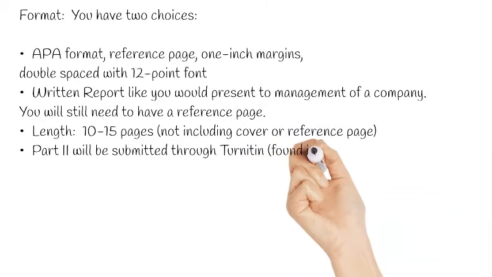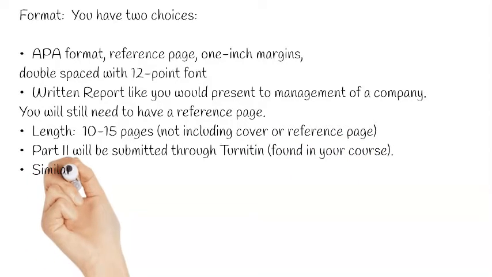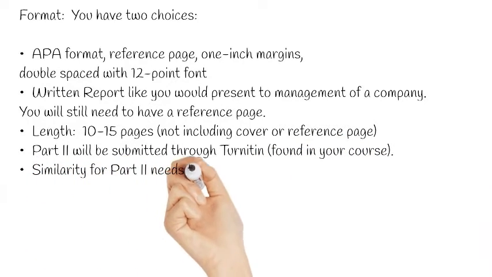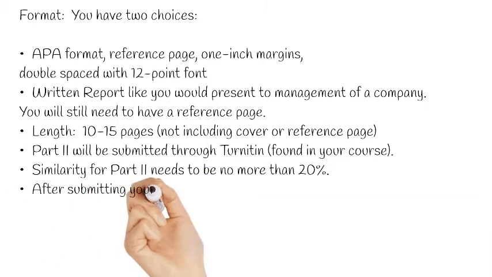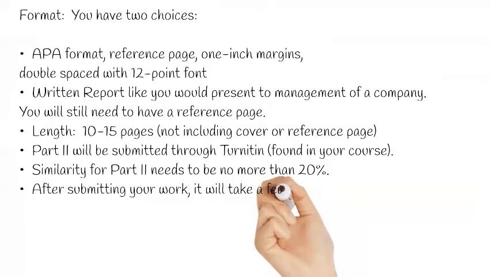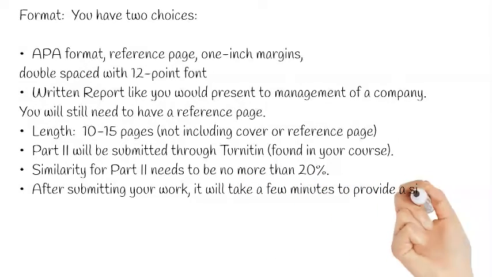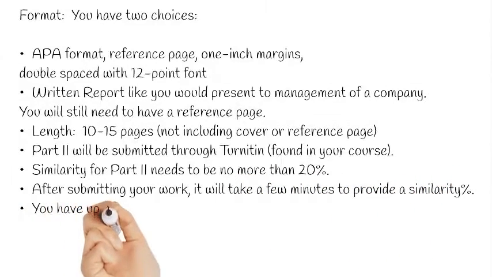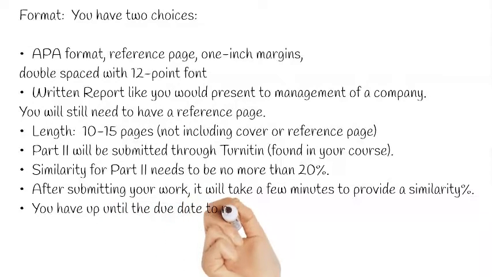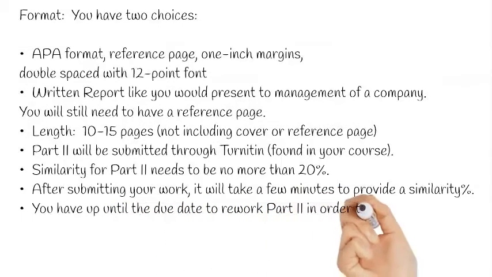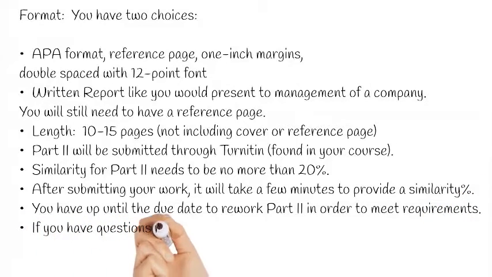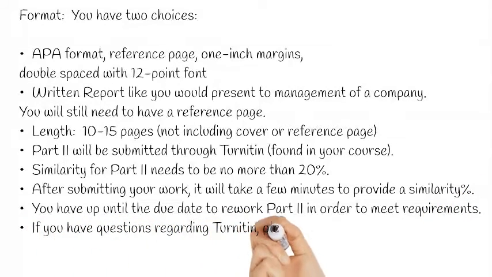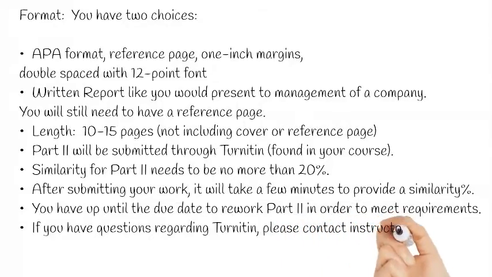Part 2 will be submitted through Turnitin, found in your course. Similarity for Part 2 needs to be no more than 20%. After submitting your work, you will take a few minutes to provide a similarity percentage. You have up until the due date to rework Part 2 in order to meet requirements. If you have questions regarding Turnitin, please contact instructor.